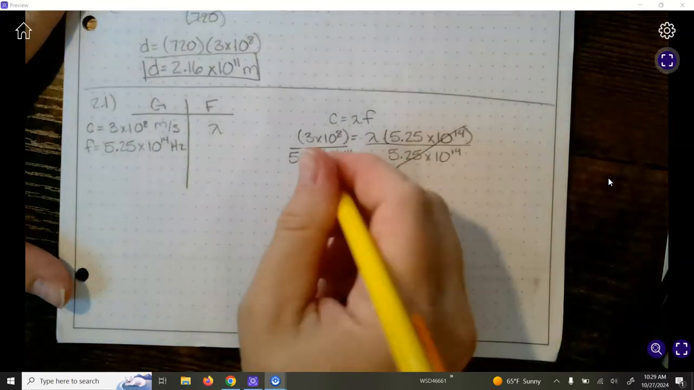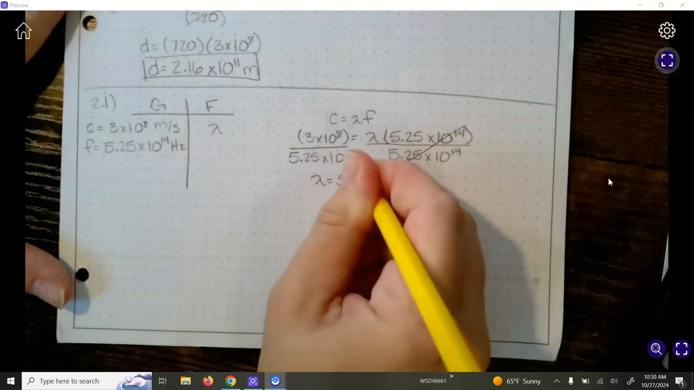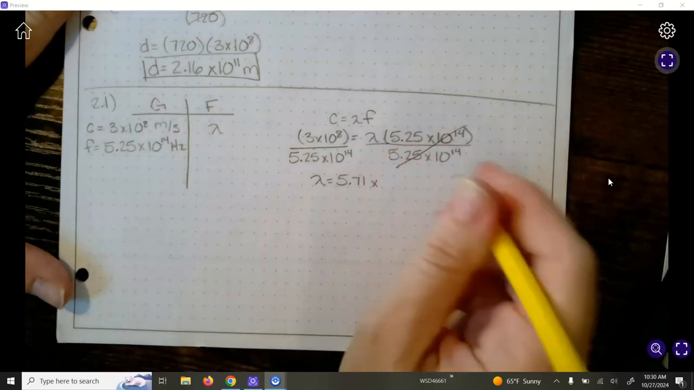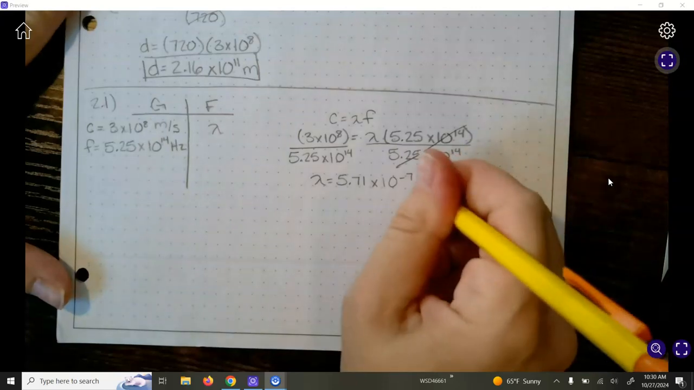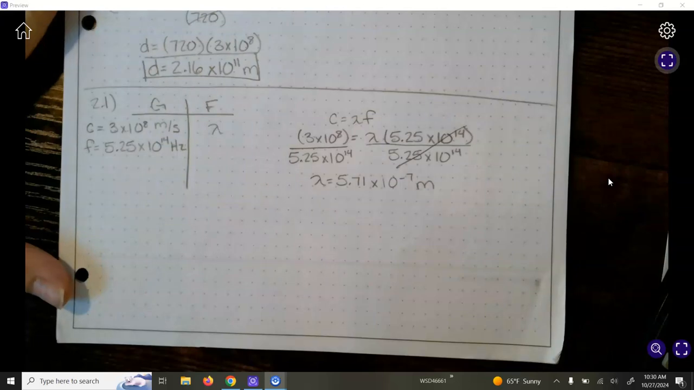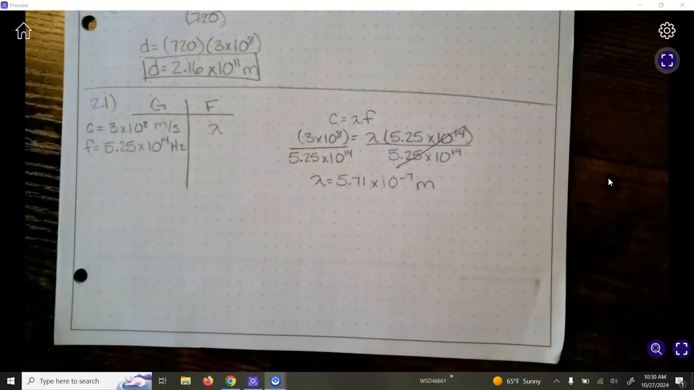So let's go ahead and write that. Lambda is equal to 5.71. Okay, I'm just going to round it to those two numbers. Times 10 to the negative 7th. Now, could you just leave this here and write it in meters? Absolutely. It's the same thing. But I know that the answer was given to you on your packet in nanometers.